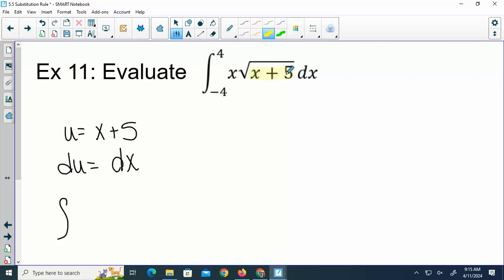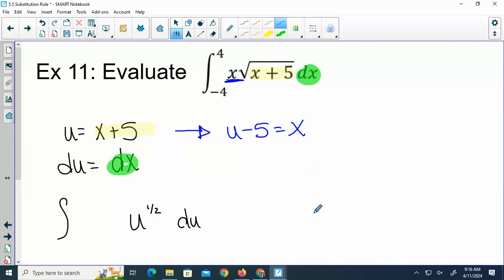So the x plus 5 becomes my u, so I have a square root of u, or I could write that as u to the 1/2. dx just becomes my du, but we have a problem. There is still an x in front. What do we have to do? We have to use our u to find out what x is. So u minus 5 equals x, so I'm going to replace my x with u minus 5.